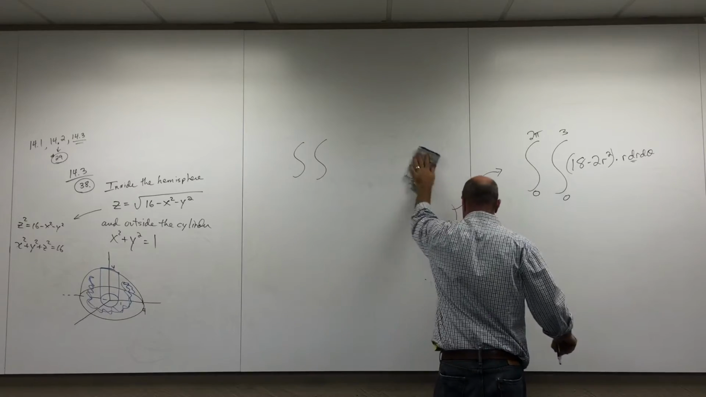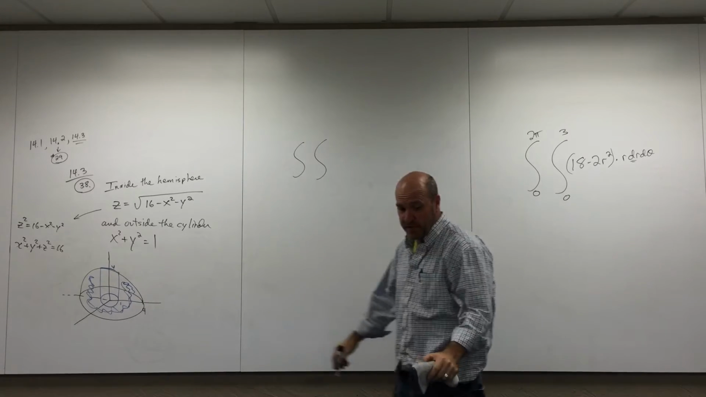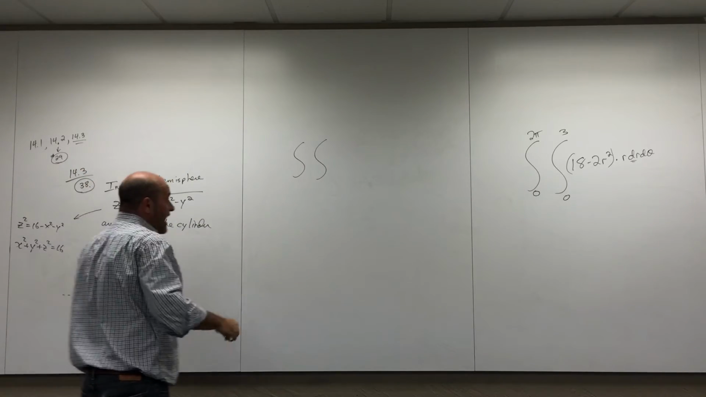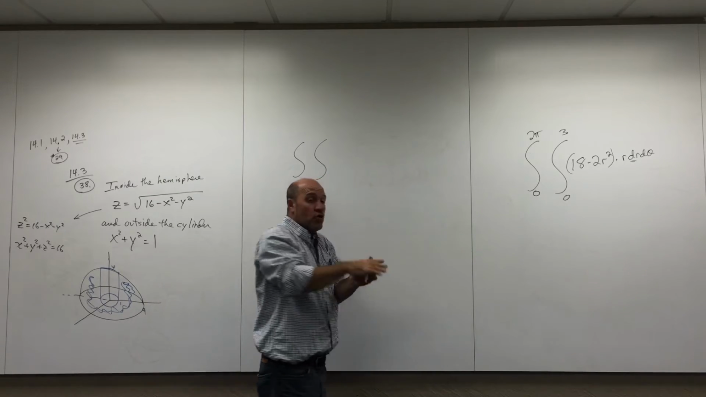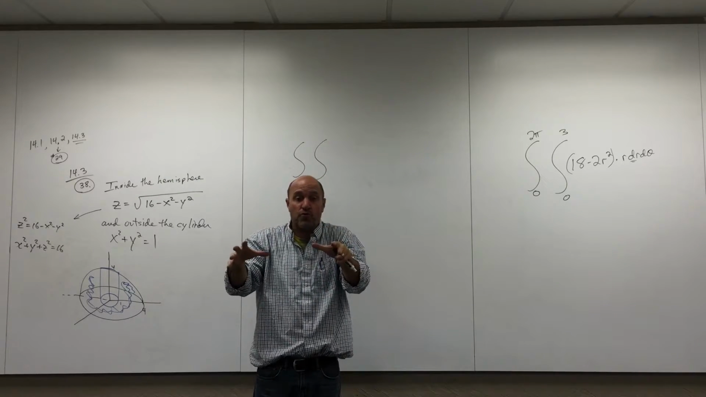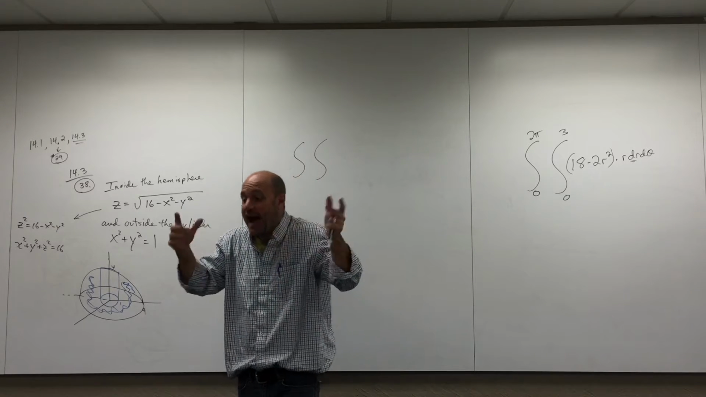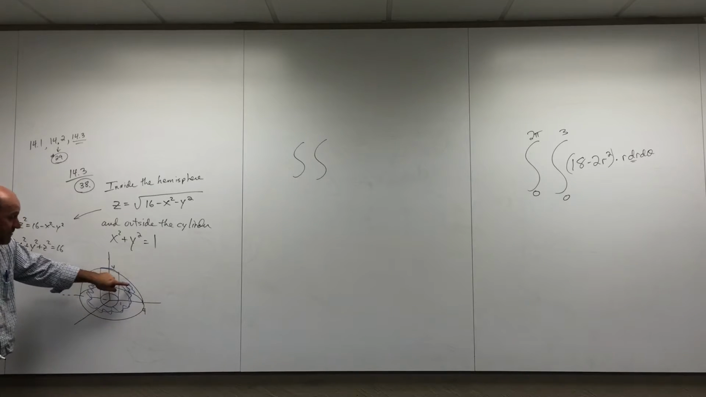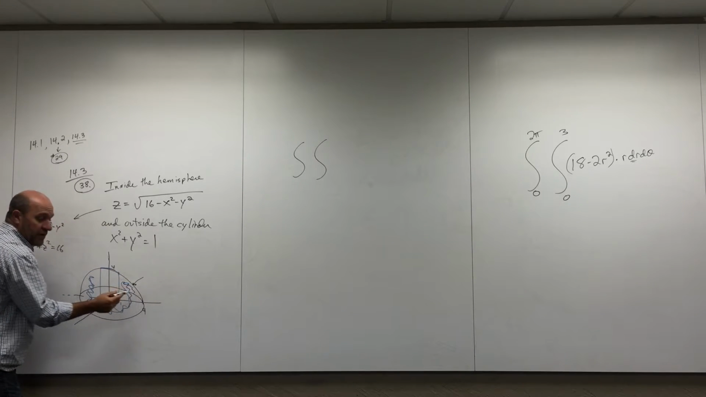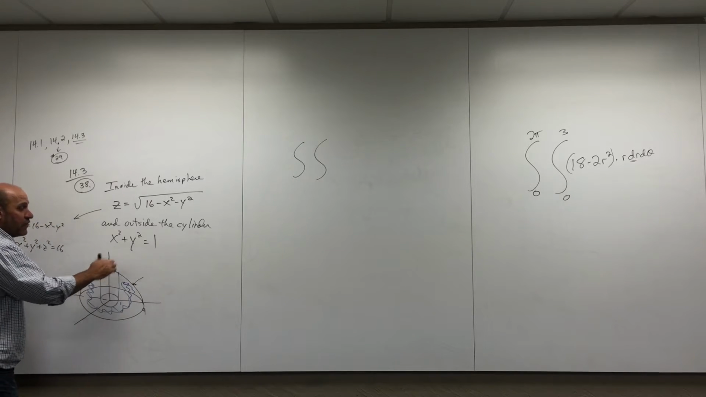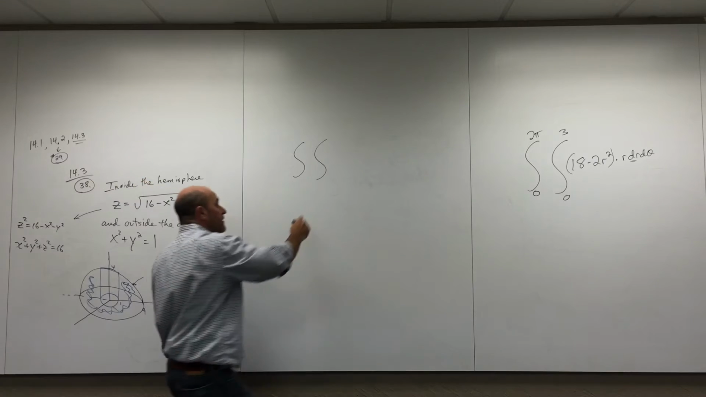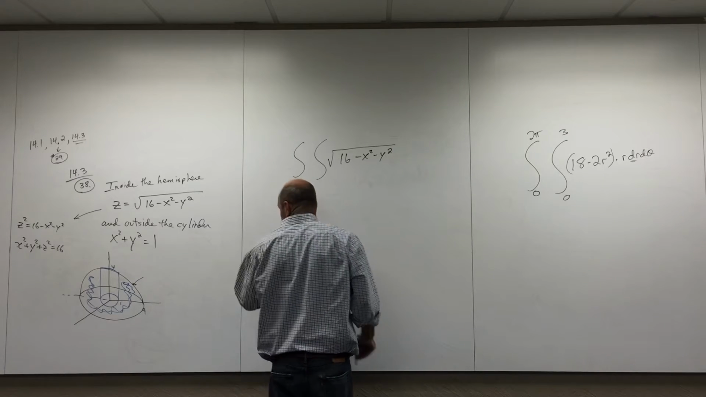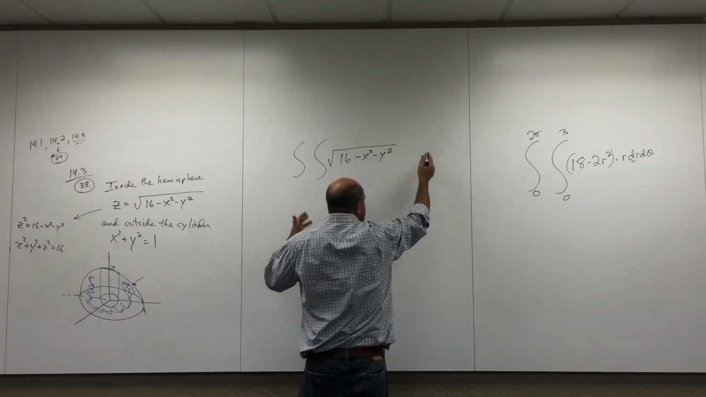What I need is to organize my brain. Again, I keep doing this to you, hopefully you're picking up on this. I don't need to worry about the region right now. What I need to worry about is who am I integrating? Who is my ceiling? Who's my z, who's my top? It's the dome, the hemisphere. That's who I'm integrating. I'm integrating that surface. Then I can think about dy dx or dx dy.